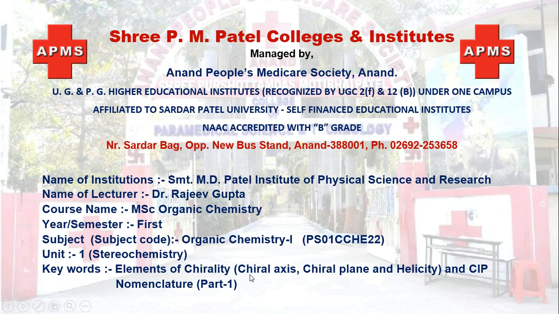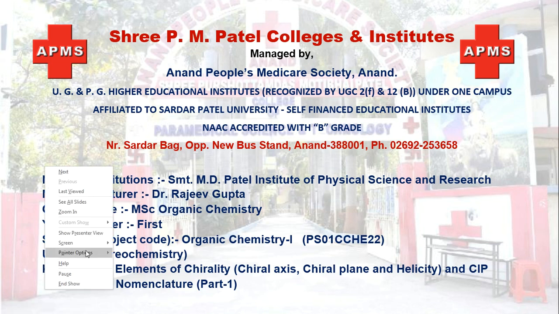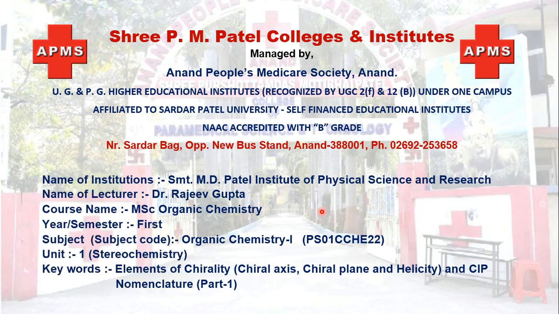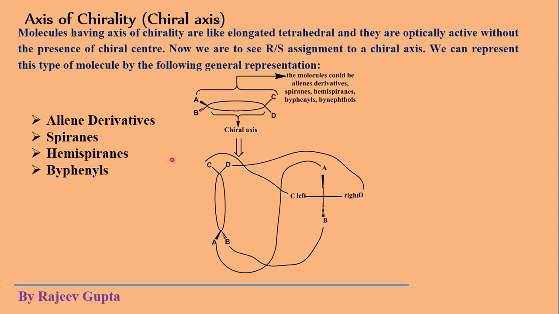So today we are going to talk about chiral axis, chiral plane and helicity and their CIP nomenclature. Means we will assign R or S to these chiral systems. Okay, let's start.